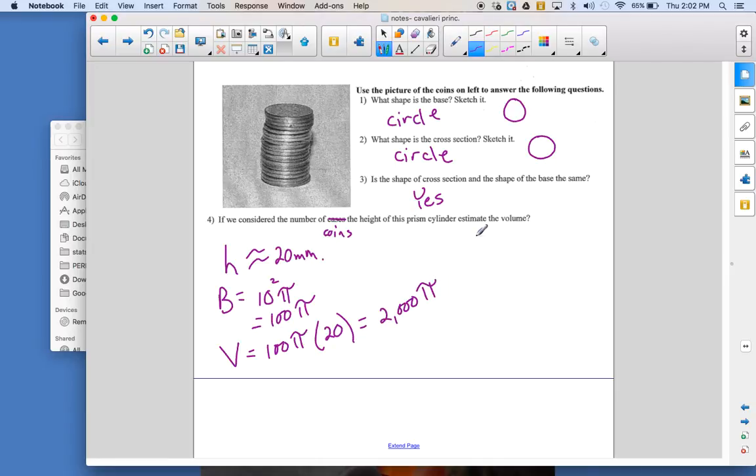And when I put that in my calculator, I'm going to put 2,000 times pi, and I get an approximation of 6,283.19. I had to round that last one. And we said these are millimeters cubed. Okay, just kind of an estimation there.